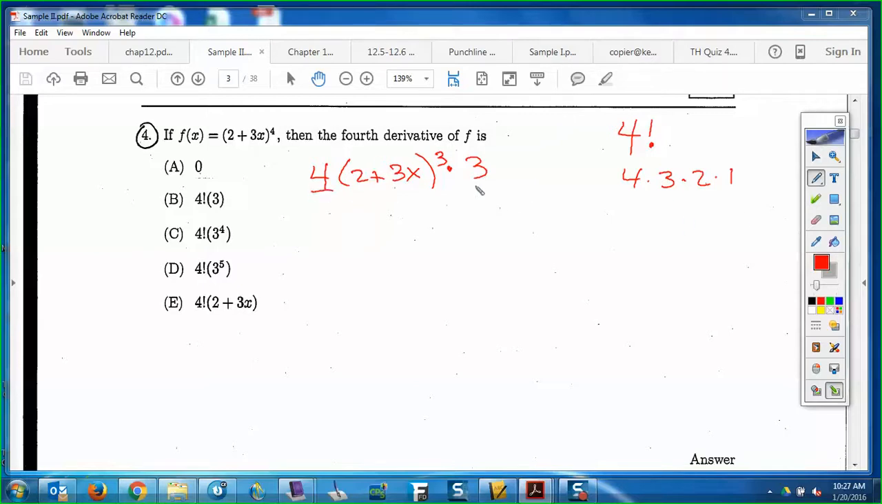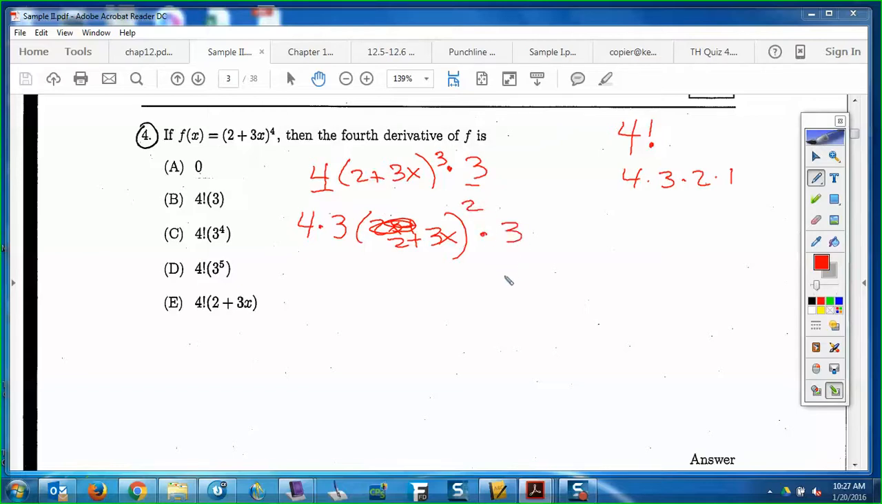Now, remember, when you have a number out in front, it just hangs out there. So if you have 2 numbers out in front, they just both hang out there, right? So the 4 and the 3 are just going to hang out there. So now I'm going to bring the 3 down. So I've got 4 times 3, and then I've got my 2 plus 3x to the second.